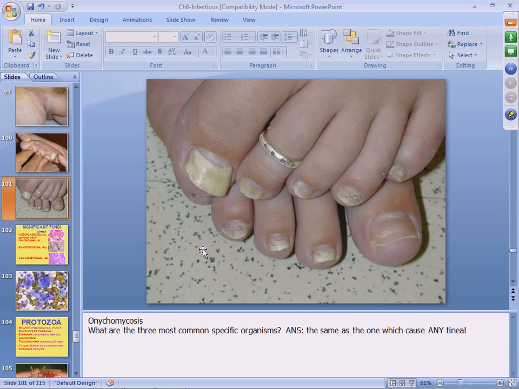And if you look at the normal large toenail here versus where it's most severely affected, what can you say about this nail? That's onychomycotic. Is it thicker? Is it whiter? Is it less transparent? These would be all the proper adjectives you would use to describe it.